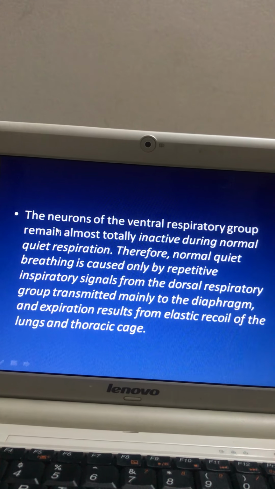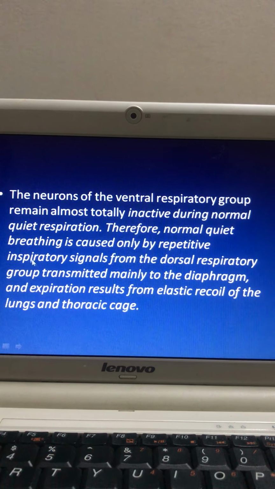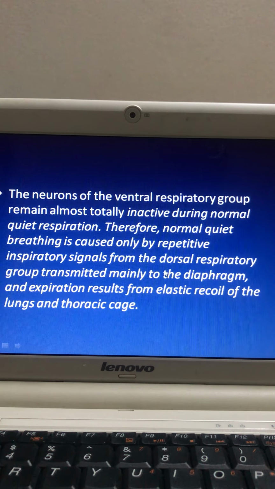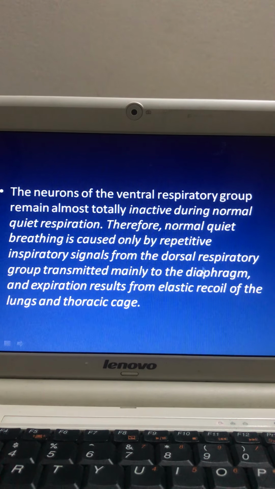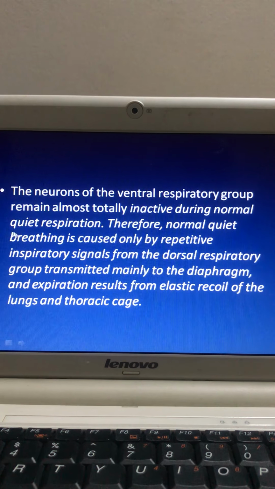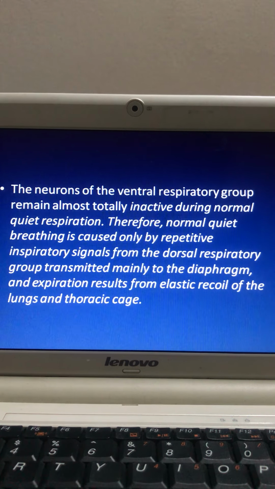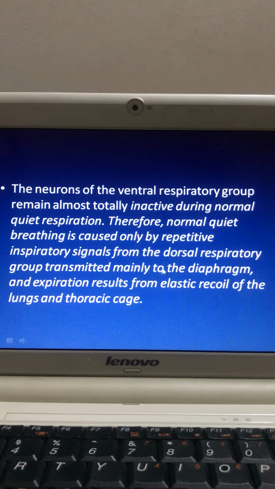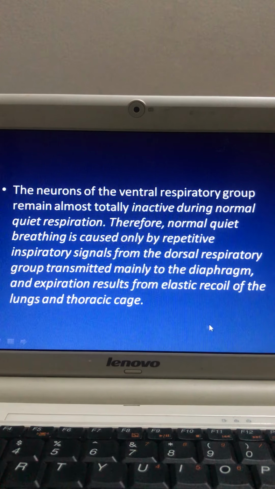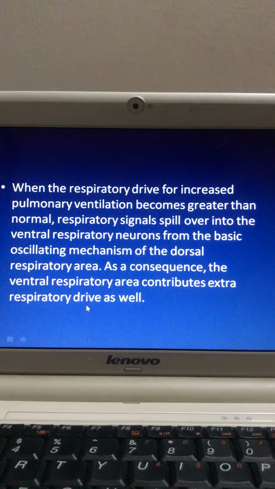Now, the neurons of the ventral respiratory group are almost totally inactive during normal quiet respiration. That means the ventral respiratory group of neurons actually doesn't work in normal quiet breathing. They are stimulated only during increased ventilatory conditions, that is, during exercise. And why is there expiration? Due to elastic recoil of the lungs and thoracic cage.